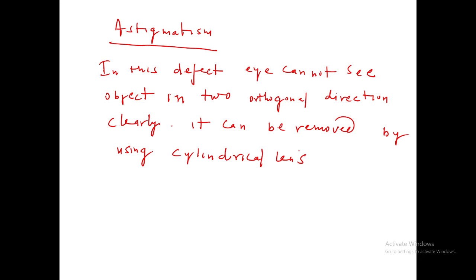So, in fact, in this defect, the vision of a person becomes blurred because he is not able to focus on both horizontal as well as vertical lines simultaneously. This defect occurs due to irregular shape of the cornea or the imperfect spherical nature of the eye lens, and that's why the focal length of the eye lens in two perpendicular directions becomes different. And of course, this defect can be corrected by using spectacles having cylindrical lens. Next is cataract.